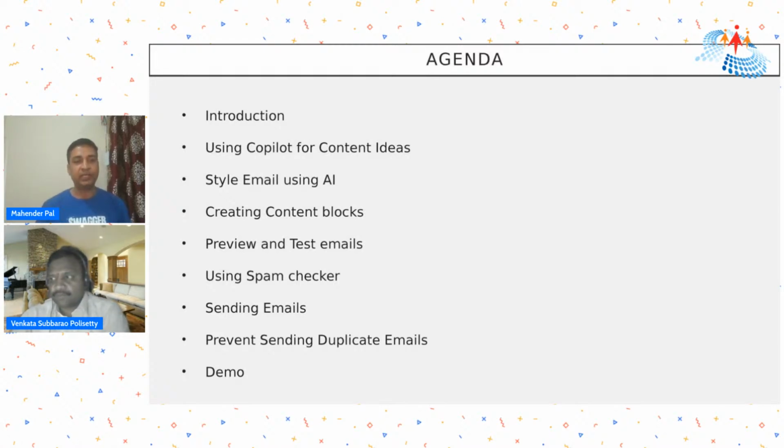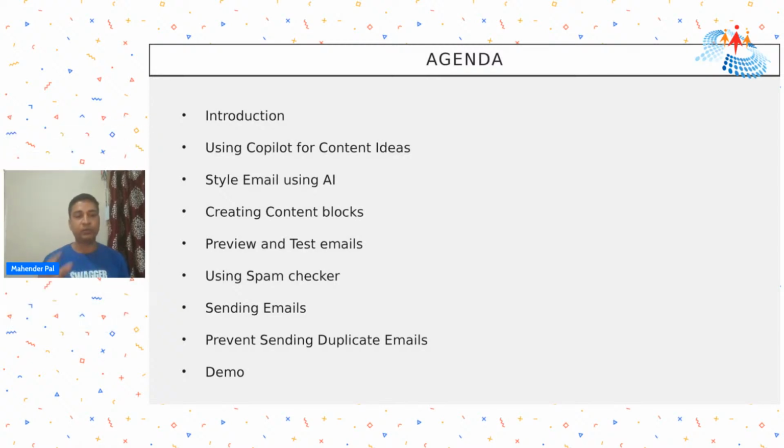features, how we can create reusable content blocks, and how we can preview and test emails before actually sending them to the customer. And then we will also discuss how to do the spam checker, and when we want to send, what the different activities are. We will also touch base on how we can stop sending duplicate emails to our customers.